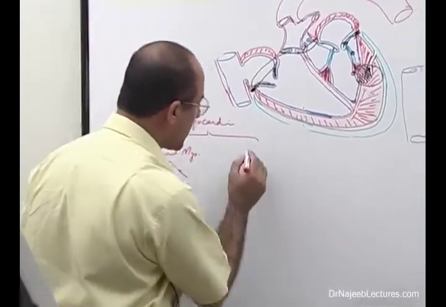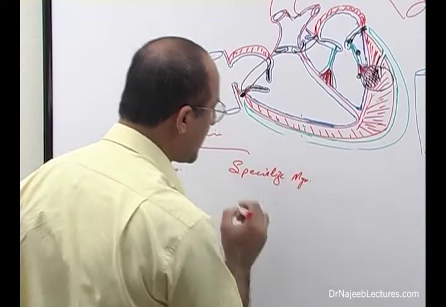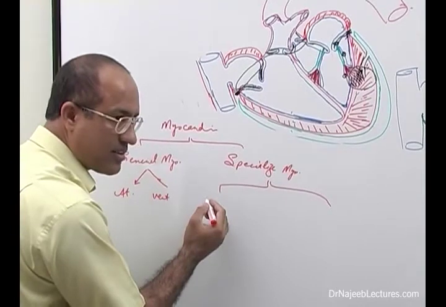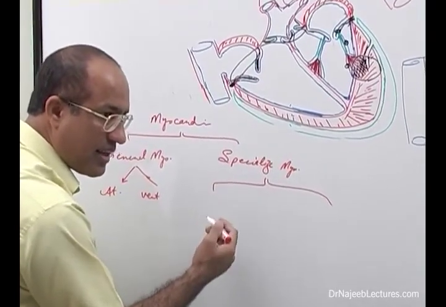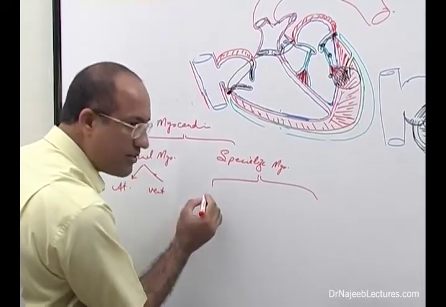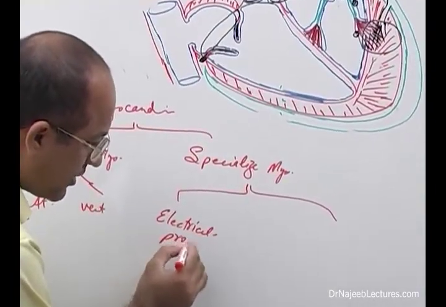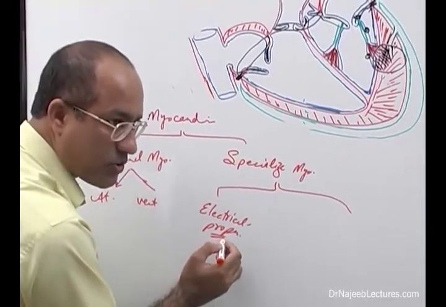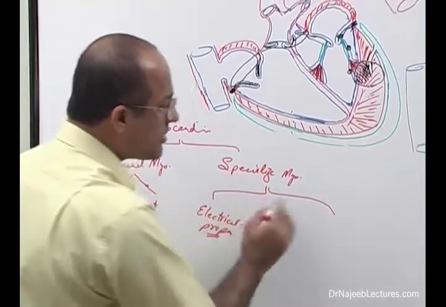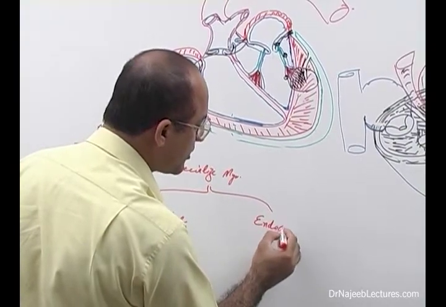Then there is specialized myocardium, modified myocardial cells. There are two types of specialized myocardial cells. Some have specializations in electrical properties, for example, some of these cells can act as pacemakers, and some can act as electrical current conduction pathways. And then some of the specialized myocardial cells work as myocardial endocrine cells.